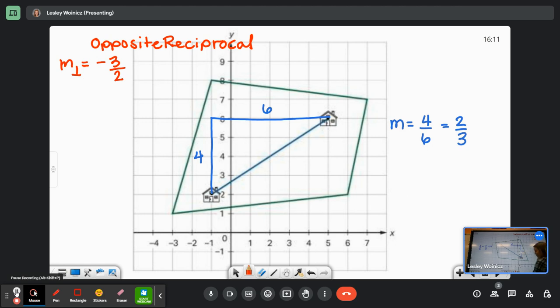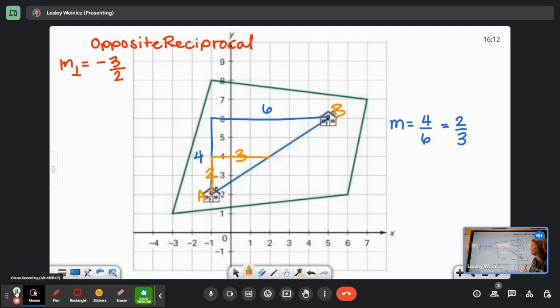Okay, so it kind of stands to reason that if we know that the total change going from, let's say, Andy's house to Bart's house is up 4, right 6, if I only went halfway, I'd be going up 2, right 3. So if I could find that point, then I could find my midpoint.